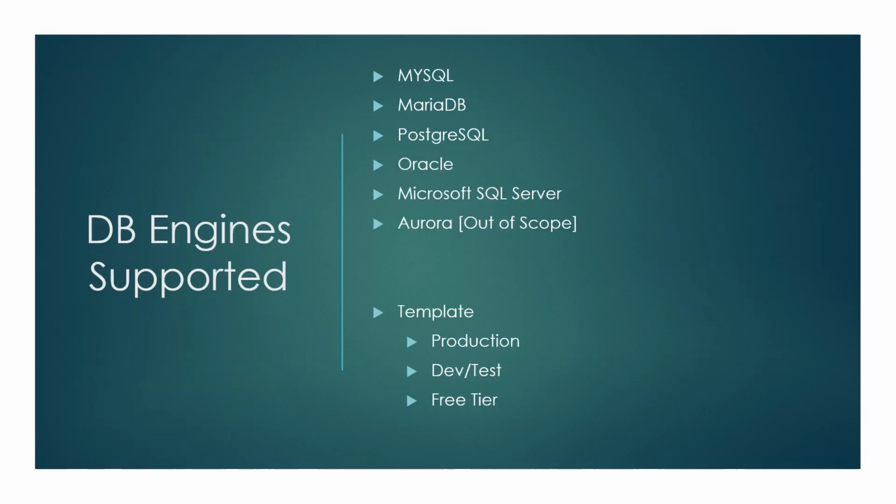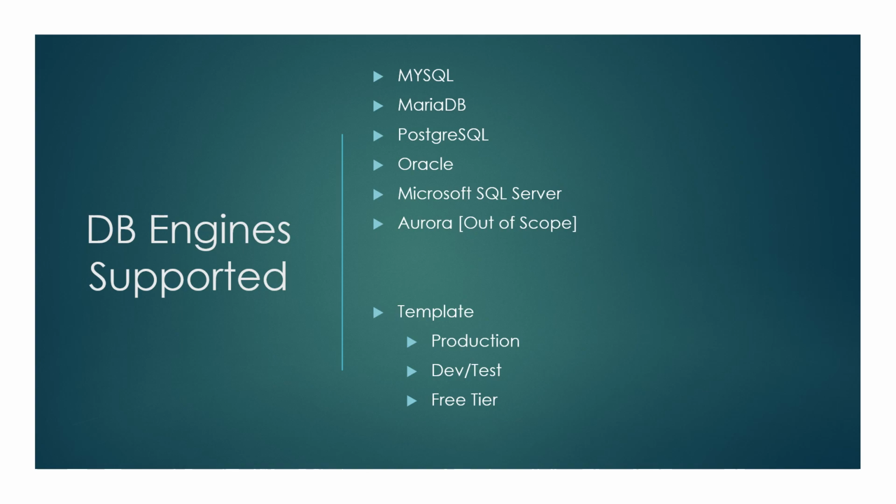Now let's discuss what types of DB engines are supported by RDS. These are MySQL, MariaDB, PostgreSQL, Oracle, Microsoft SQL Server, and Aurora. Aurora is a solution provided by AWS which has a different architecture compared to the others. For different DB engines, you can also choose the version that you want to create an instance of.